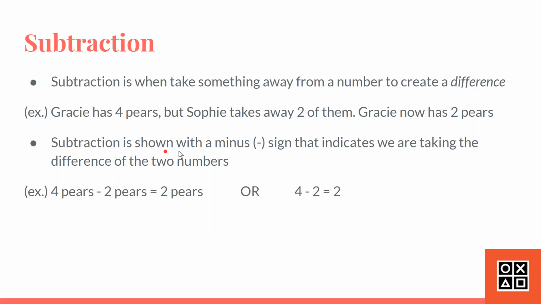So subtraction is shown with a minus sign that can be seen here and here. And that indicates that we're taking the difference of the two numbers. So 4 minus 2 equals 2, and 4 pears minus 2 pears equals 2 pears.